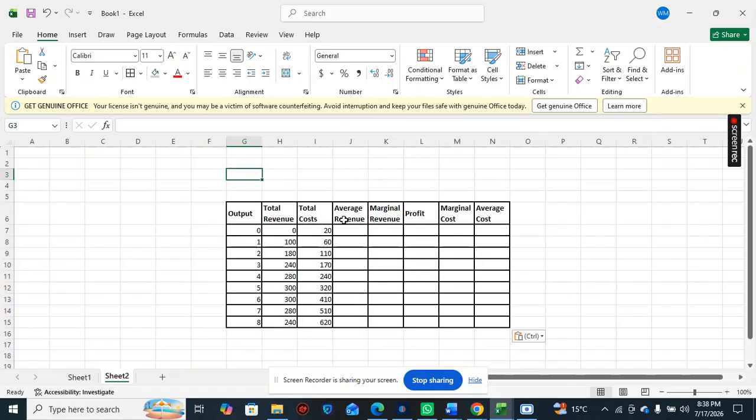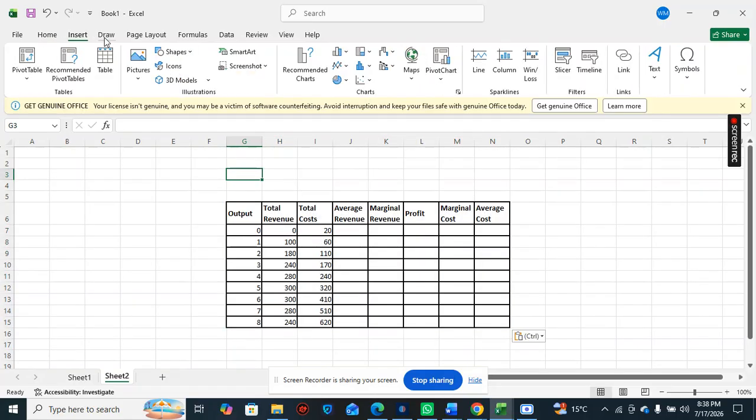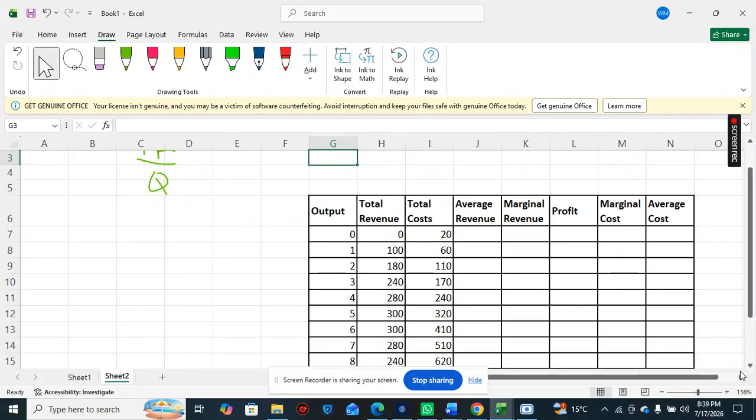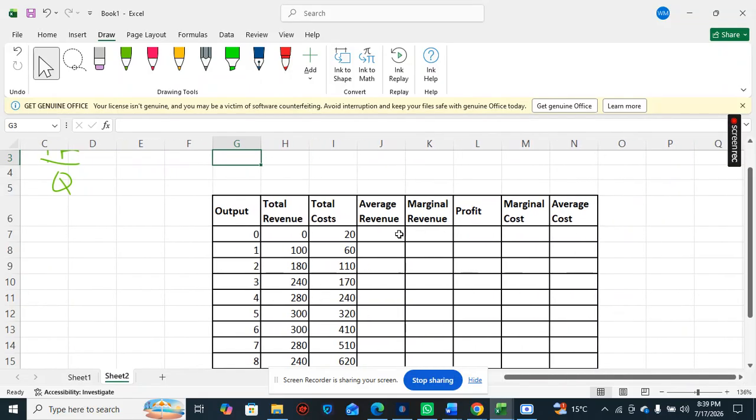All right. So we're going to start with average revenue. The formula for average revenue, AR, equals total revenue, TR, over quantity. So we're going to be dividing our total revenue by the output. When our output is 0, total revenue is 0, so our average revenue is 0.